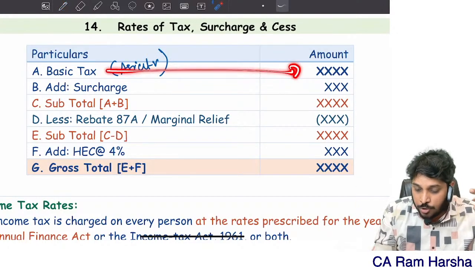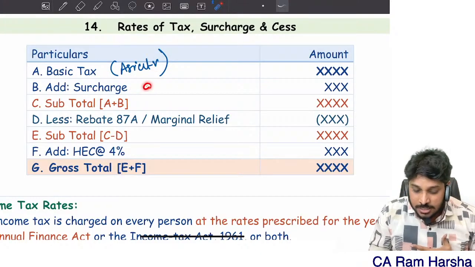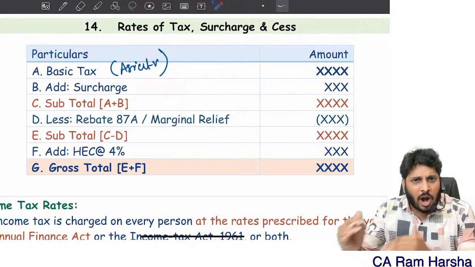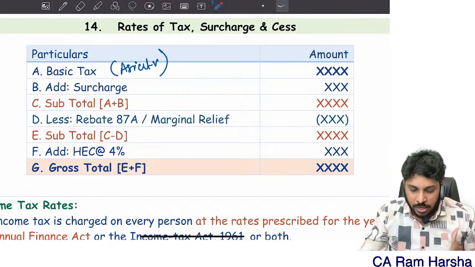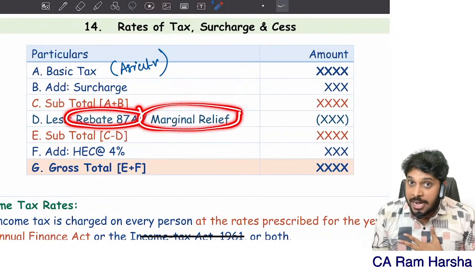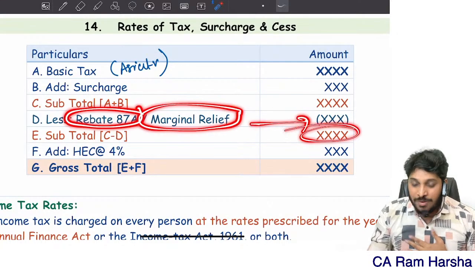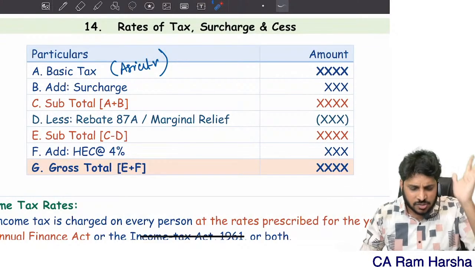First always compute basic tax, then add surcharge at the applicable rate. I will tell you the rate. Then you will get a subtotal, basic plus surcharge. From that, either rebate will apply or marginal relief might apply. Reduce it, and you will get a subtotal again. On that add cess, and this is the final answer. That's it, always follow this tax computation.